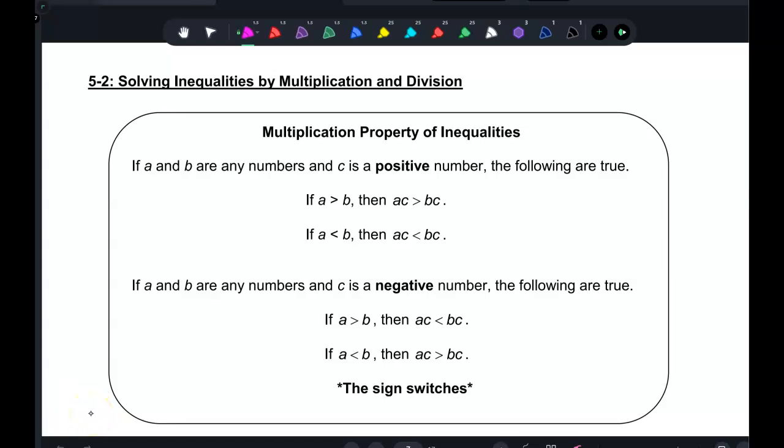Okay, so we're going to continue. 5, 2. This is going to be pretty easy. Yay. I love easy. Still, we're just going to do one-step inequalities. Instead of adding and subtracting, we are going to do multiplying and dividing.